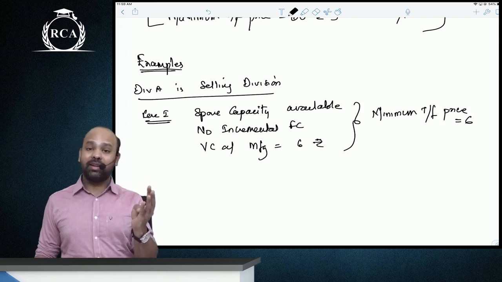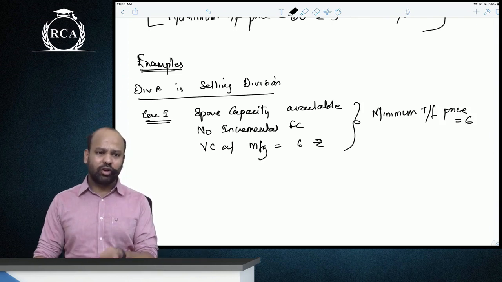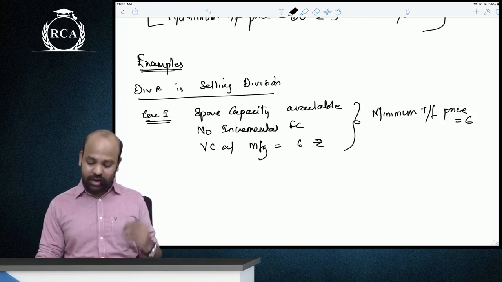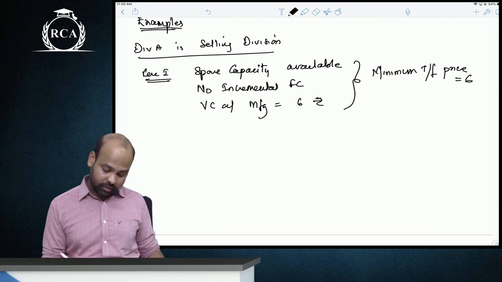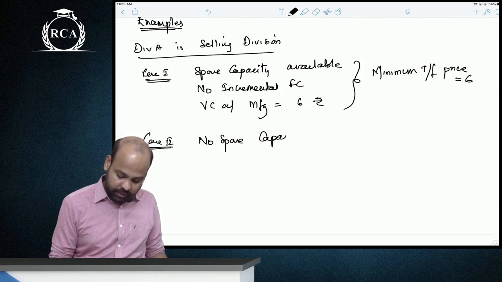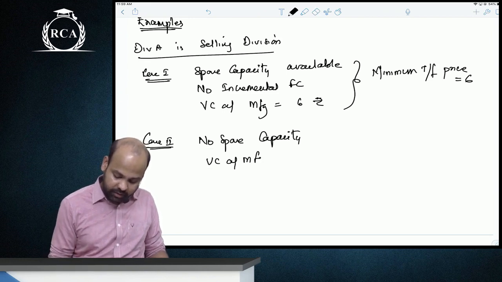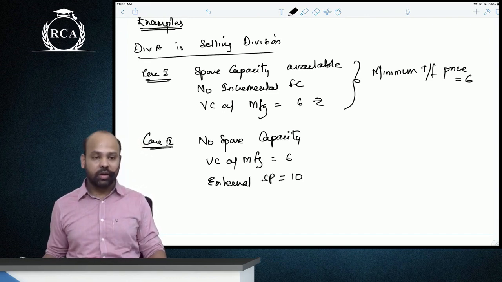There is spare capacity available, so obviously there is no opportunity cost. There is no incremental fixed cost as I specified in the question. So the only thing that we have is 6 rupees. Case 2: no spare capacity. The variable cost of manufacturing is 6 rupees. The external selling price is 10 rupees.